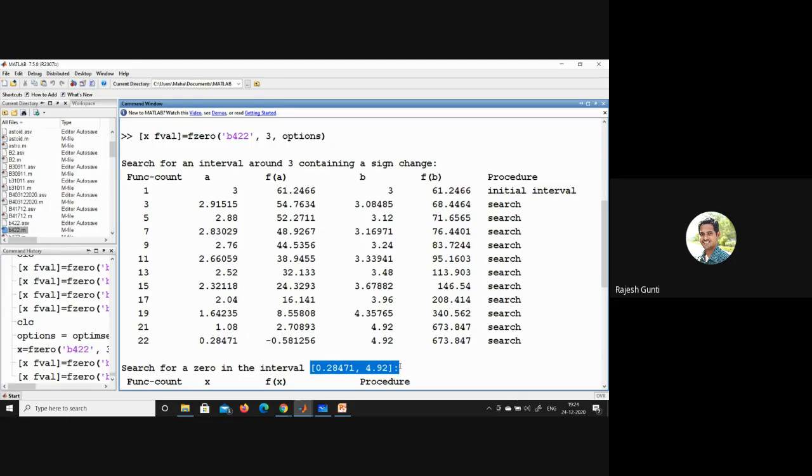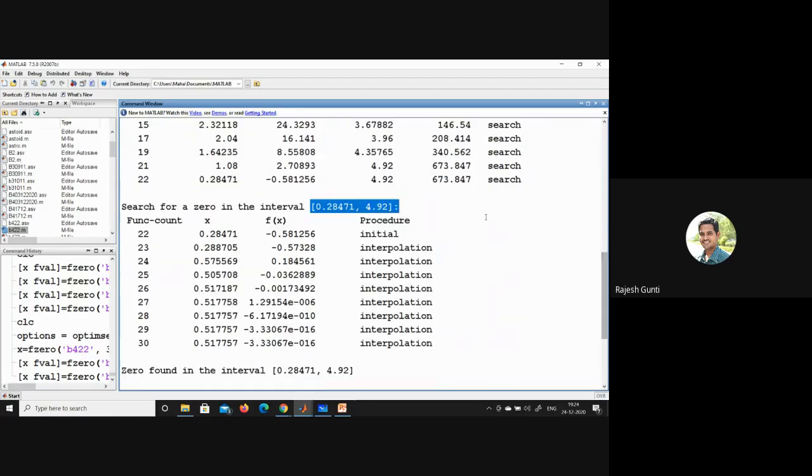Again, it is based on the intermediate value theorem. If f of a and f of b are of opposite sign, the root lies between them. There exists at least one root in the open interval a comma b. Am I correct? Now it has chosen one algorithm. We don't know which algorithm; they mentioned interpolation procedure. So we don't know the algorithm. Based on a fixed algorithm, it finds the root. Okay. So 0.517757 is the root, and the function value at this point is this one.